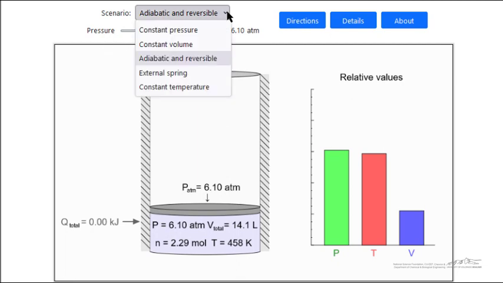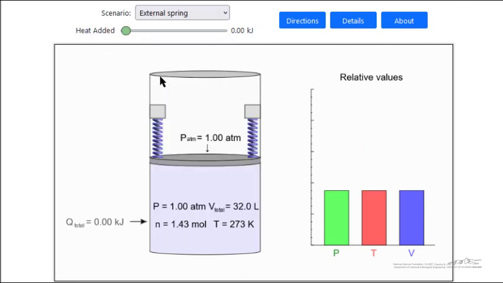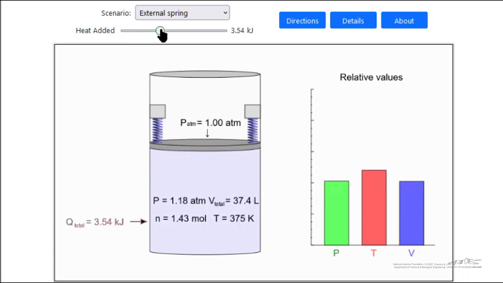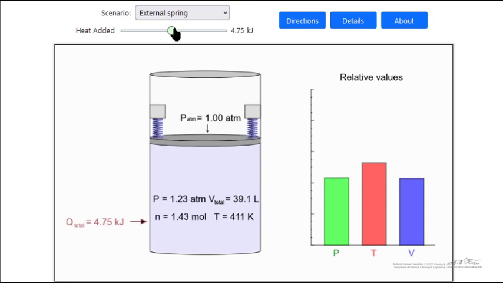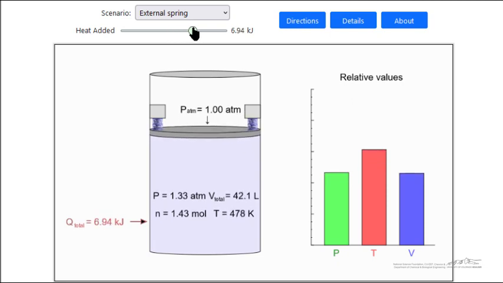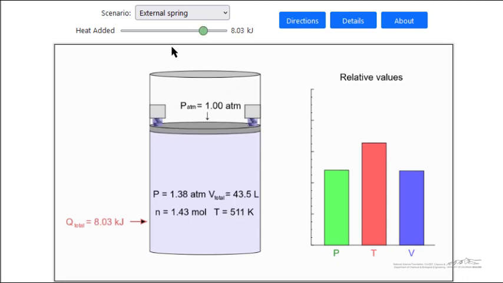Well, the last case, a bit unusual. We have a case where we have an external spring, and at the start, the spring is just touching the piston, so it's not exerting any force. As we add heat, notice what happens. All three of the properties, pressure, temperature, and volume, all increase. We're still satisfying the ideal gas law, so they're increasing.